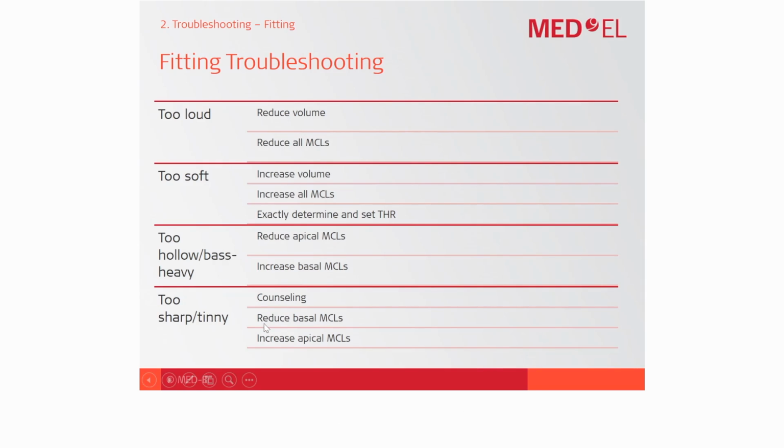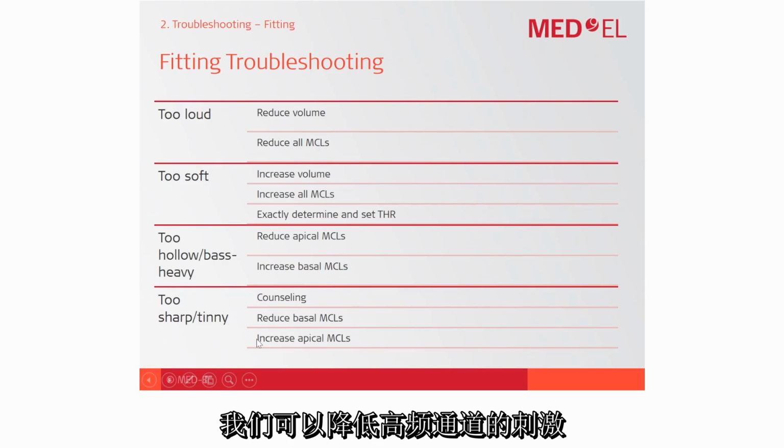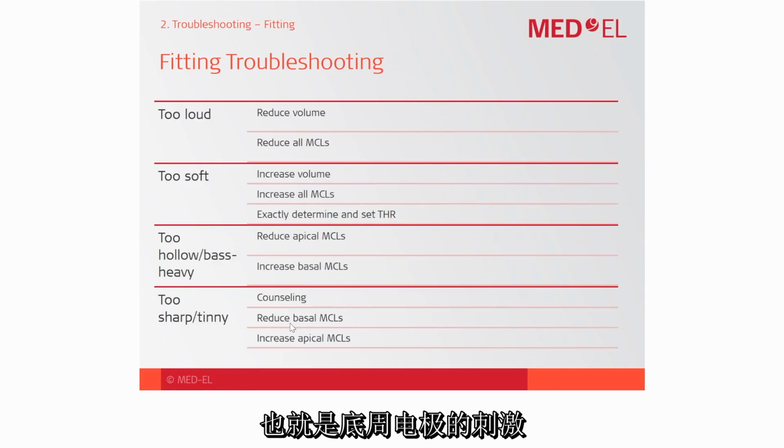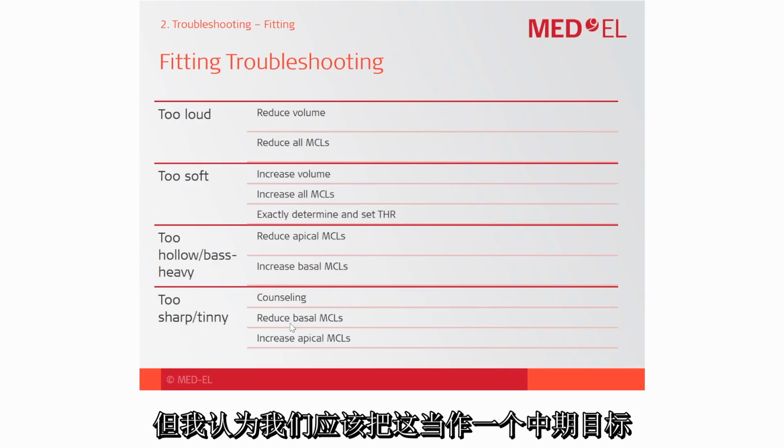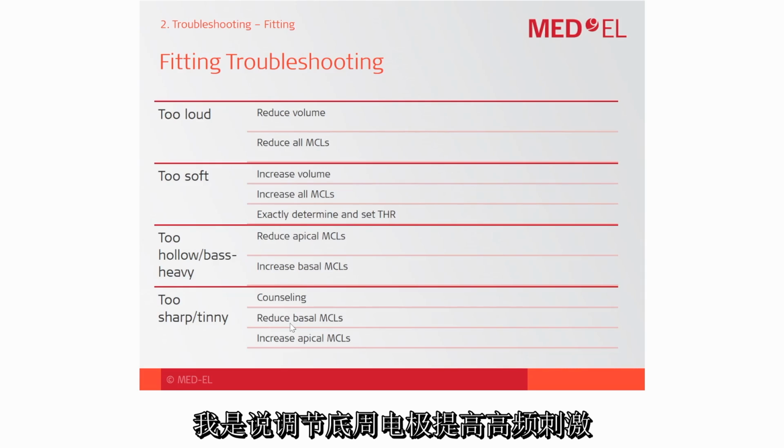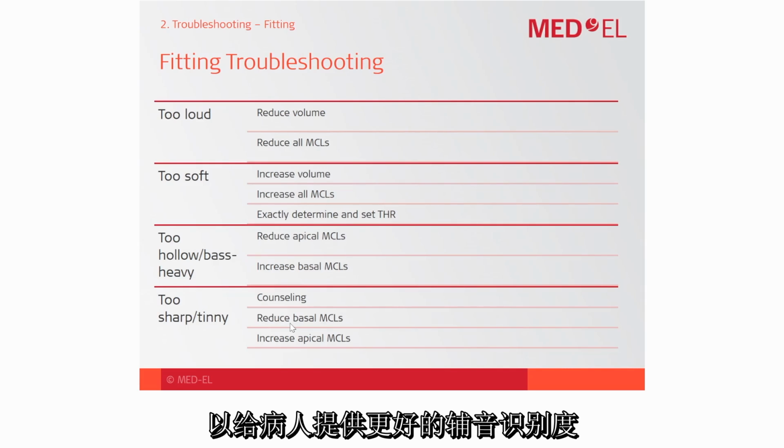So you could just reduce the stimulation on high frequency channels in the basal section of the array to make the auditory sensation more convenient for the CI patient during this acclimatization phase. But I think it would be a midterm goal to really also bring up the high frequency stimulation on the basal channels in order to ensure good consonant discrimination.